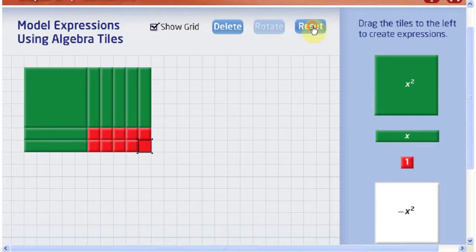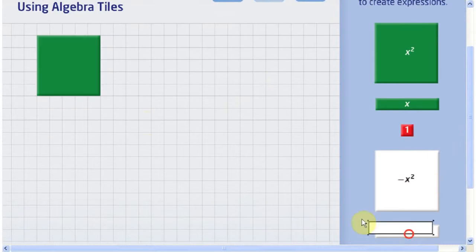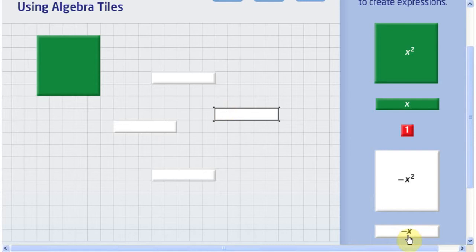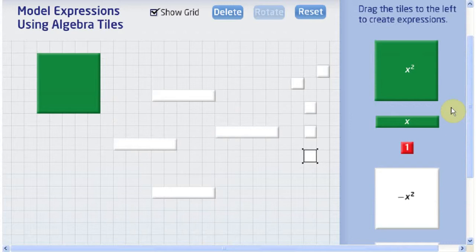So let's reset this. We have an x squared. What else do we have? Negatives. Okay, so 1, 2, 3, 4 negatives. And we have 5 of these negatives as well. 1, 2, 3, 4, 5. Okay, ladies and gentlemen, help. What can I do? Someone suggest something to me. Help, help, help. Give me a suggestion.